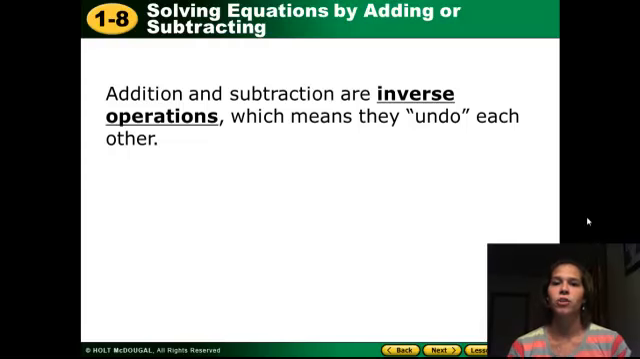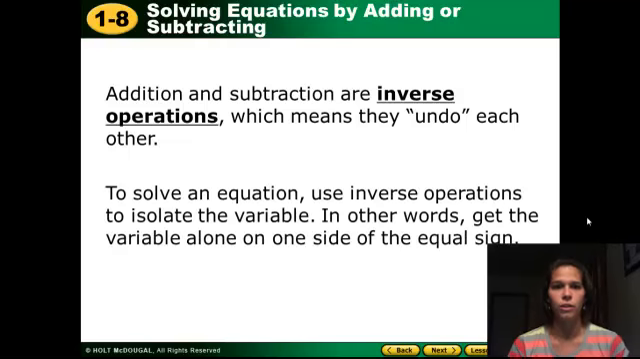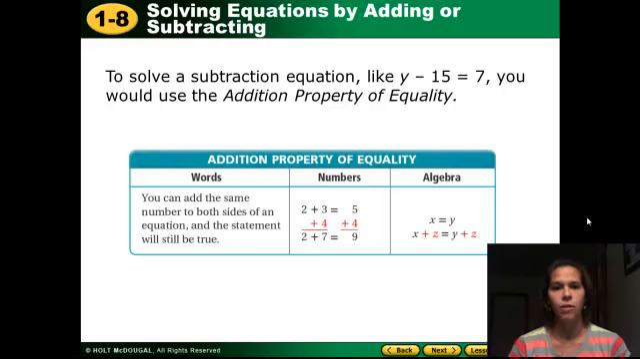Addition and subtraction are inverse operations, which means they undo each other. It kind of relates back to additive inverses, where an additive inverse of 6 would be negative 6, or an additive inverse of negative 3 would be 3. What can I combine to cancel out and get back to 0? And that's what inverse operations also do, they cancel each other out or undo each other. To solve an equation, use inverse operations to isolate the variable. In other words, get the variable alone on one side of the equal sign.